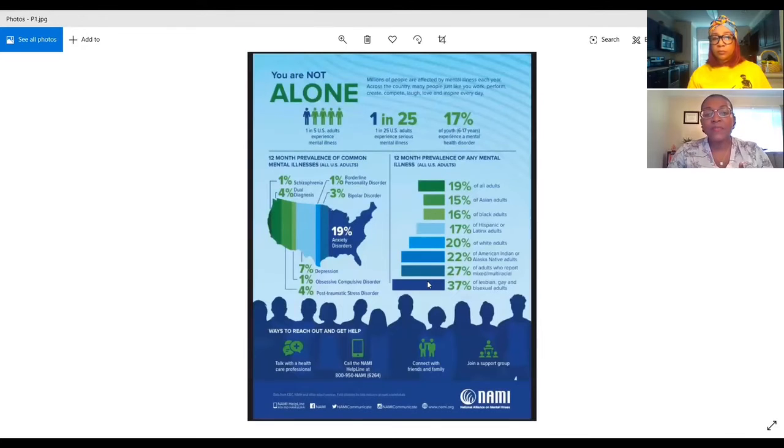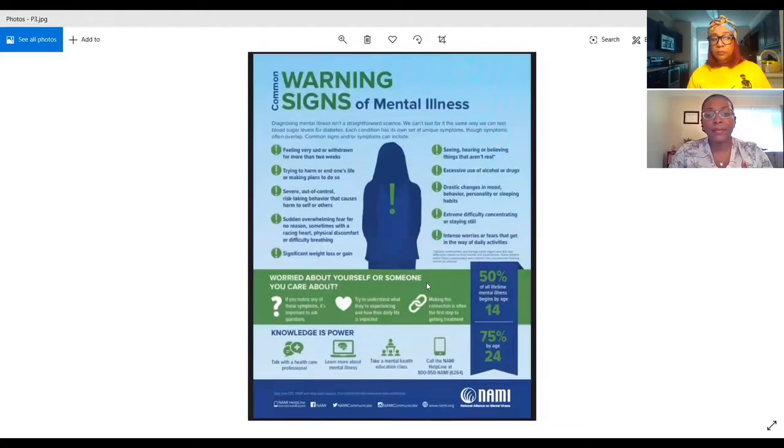And last but definitely not least, 50% of all lifetime mental illnesses begin by age 14, and 75% by age 24.